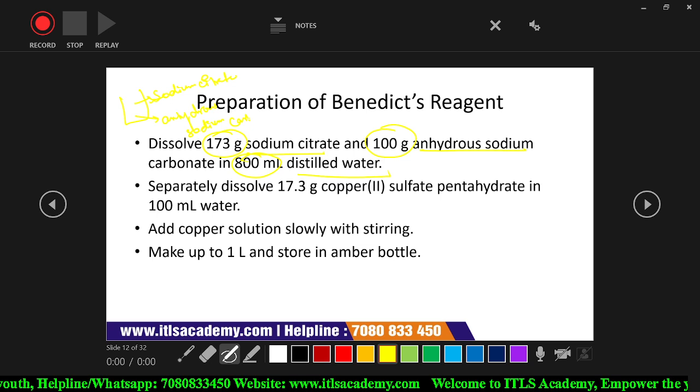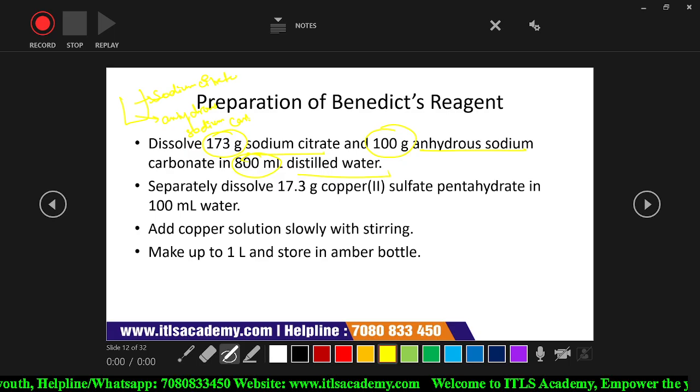Clear? Fehling reagent. Fehling reagent is used for the detection of reducing sugar, and the principle is the same as we learned in the Benedict's test. Here a brick red precipitate is present. Cuprous oxide is produced, which is that brick red precipitate.